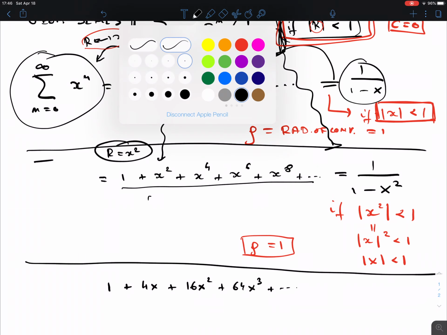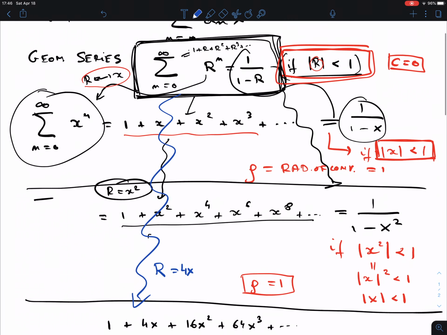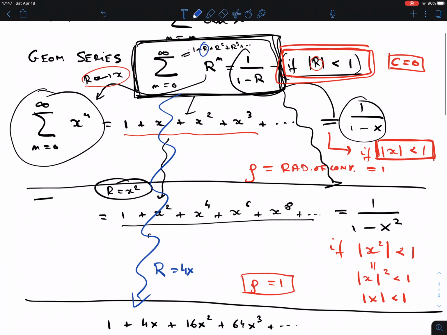Let's use another color so we can follow what is going on. So how do I go to here? What is r now? I should replace r by 4x, right? Because if I do this, that becomes 4x. What is this one? r squared becomes (4x) squared, which is 16x squared. This becomes (4x) cubed, which means 64x cubed.